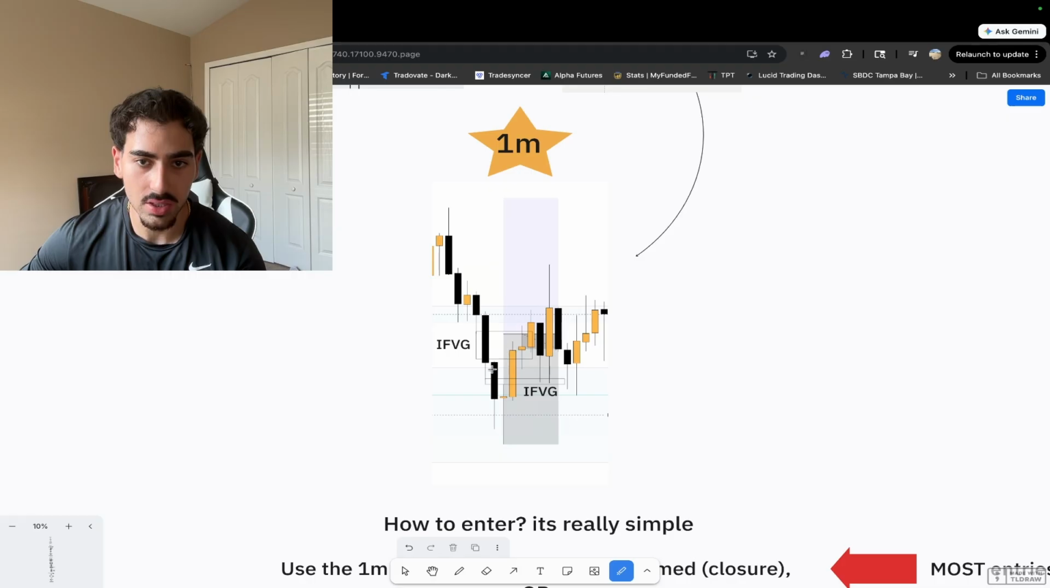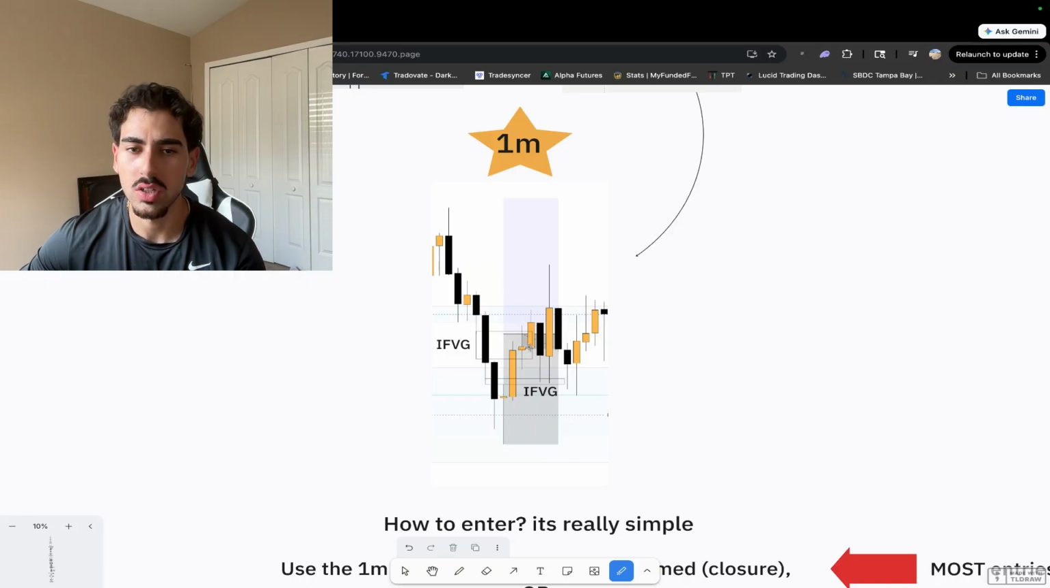This first candle ends up inversing this first inverse. The second one is not inversed yet. You can enter off of this candle structure right here. If you know your model and you know that you're already bullish, based on the higher time frame PD array, you can enter based off the closure of this inverse fair value gap. Or you can wait until this one gets inversed, which it does right after, 2 candles left.